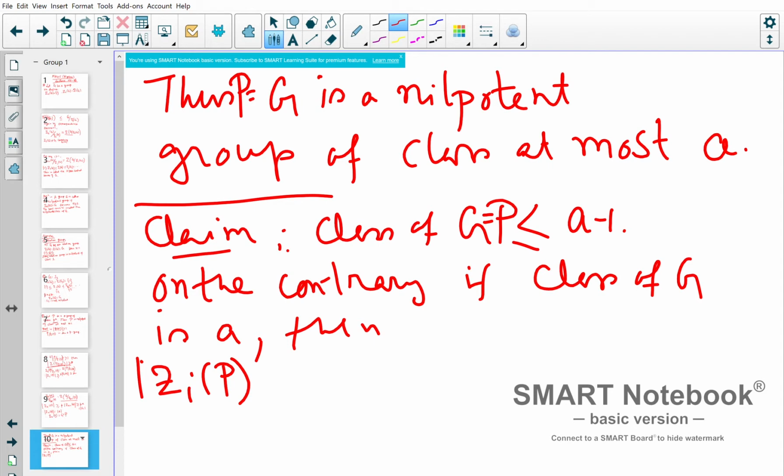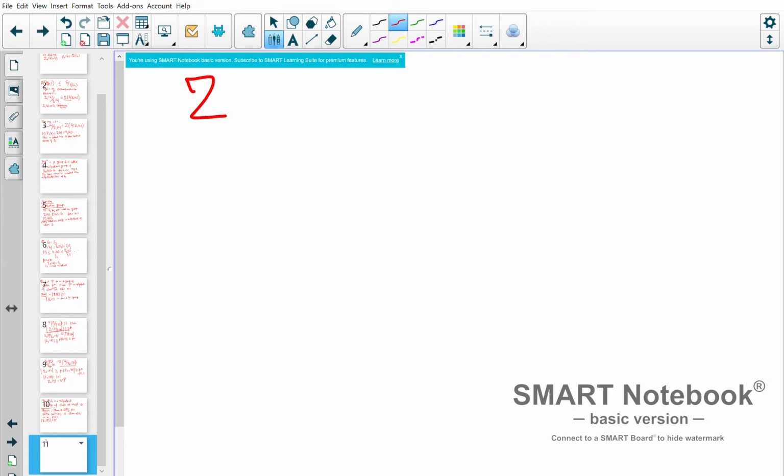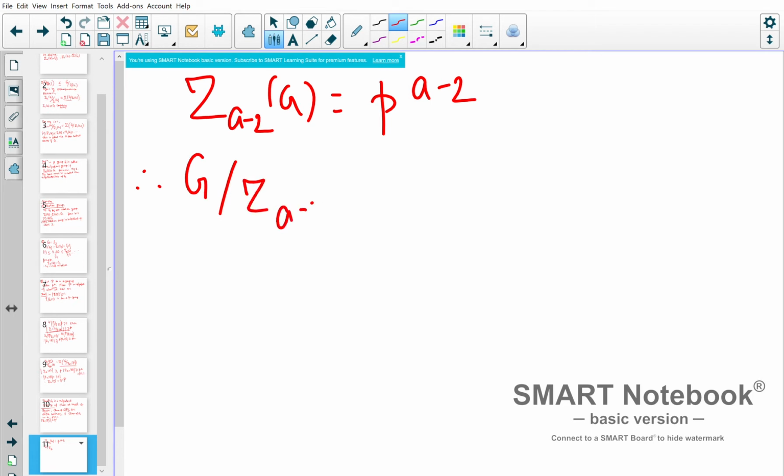Okay, so then what happened? Then each such subset has to be this P power i. Then only it is possible, right? That means before the A-th position you cannot reach P power A, right? If you reach before the A-th position, then A is not the least positive integer, right? So this is equal to this, but then you have a contradiction. Then what is the contradiction? The contradiction is that you see Z of A minus 2 of G, it is P power A minus 2 in that case, right? So G mod this A minus 2 center.